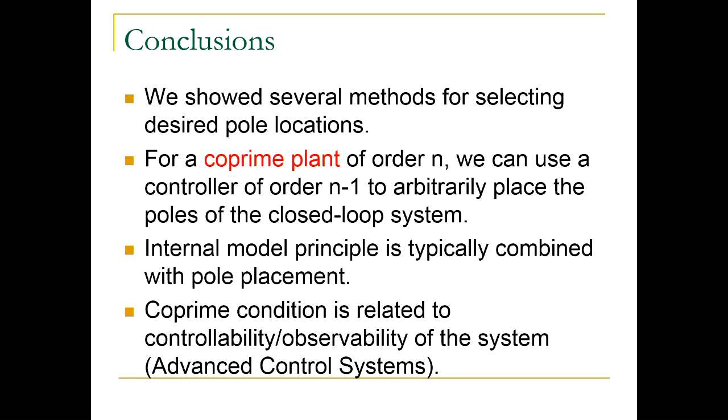We also saw that typically you wouldn't use pole placement on its own. You would use it together with the internal model principle because you want to achieve steady state error 0 and also have the transients do something that you want, right? So typically you would combine it, and we presented one example of how to combine the internal model principle with pole placement. And then, as I said, the coprime condition is related to these properties of controllability and observability.